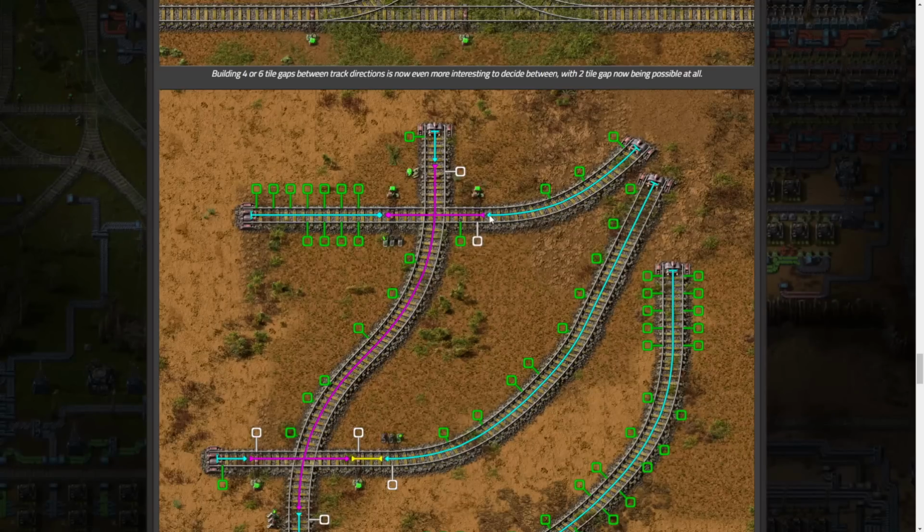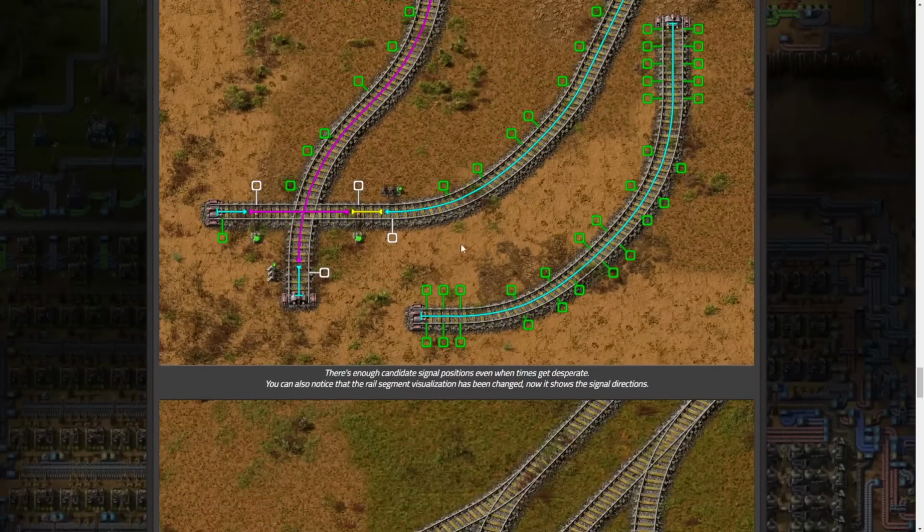But you can see here, the arrow actually is showing the direction it goes. It's just a little confusing because this one doesn't, but I think it's just because of the block it's in potentially. But overall, this is not a bad thing at all. This is definitely helpful. And you can see there's a lot more rail signal positions here than you would have had currently in 1.1. So this is super nice.